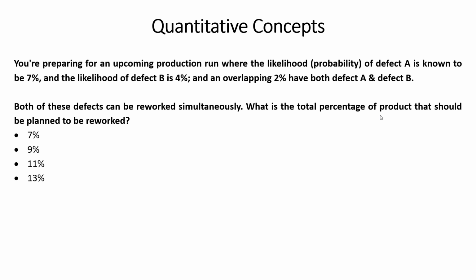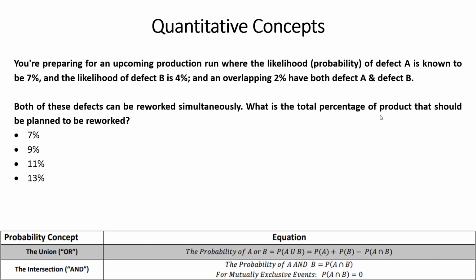Again, the first step in any problem is understanding what type of problem we're trying to solve. And when we talk about probability, we can go again to our cheat sheet and ask, is this an OR equation or an AND equation? Because we're trying to find the total percentage of defective products, it's going to be an OR situation because we're going to have to rework a product if it has defect A or defect B, or if it has both. So let's talk a little bit about how to calculate that probability.